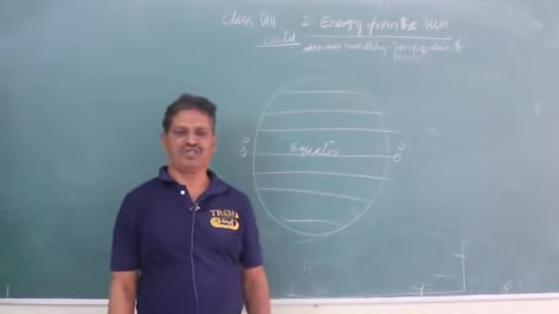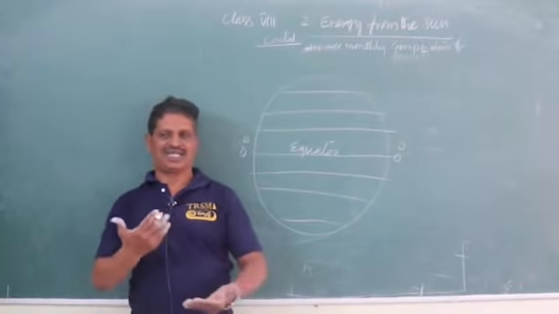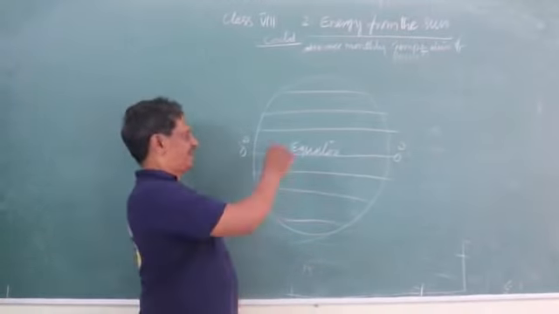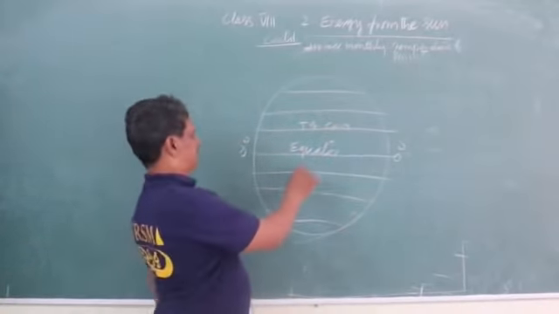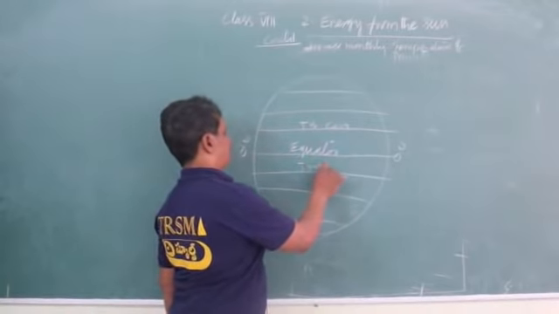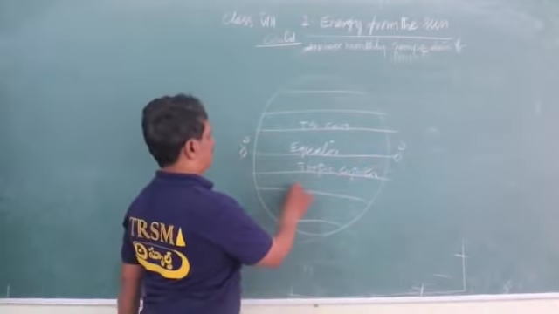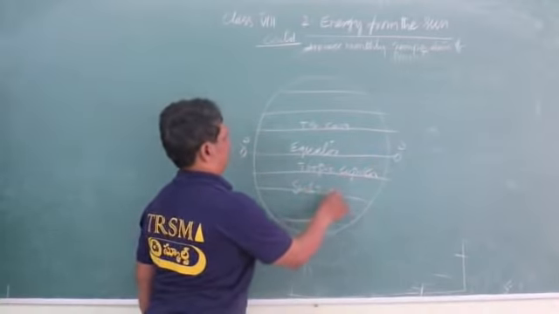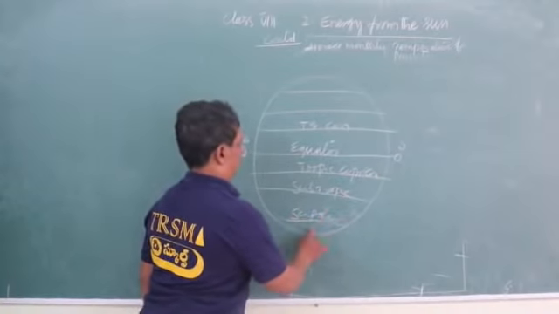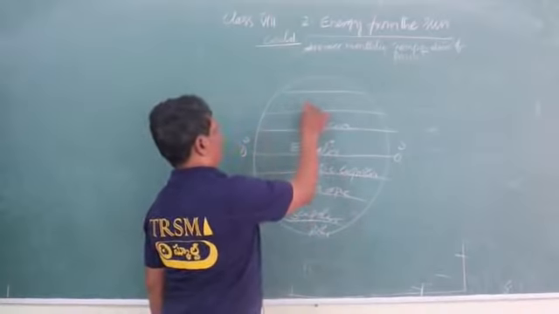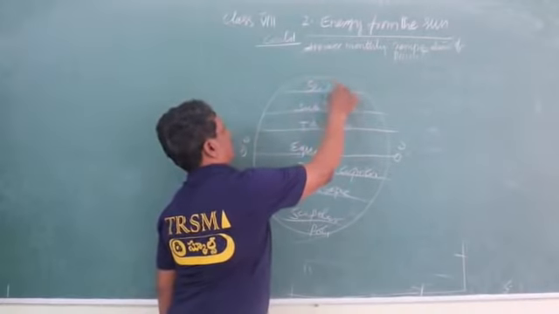From the equator, when you are moving towards the poles, the latitude designation changes. Tropic of Cancer, Tropic of Capricorn, okay, this is subtropic, subpolar, polar, subtropic, subpolar, pole.